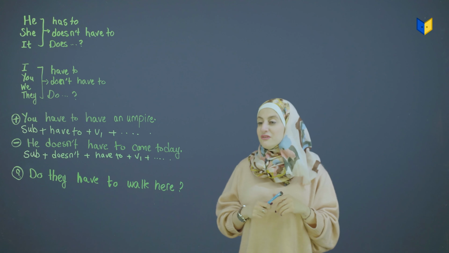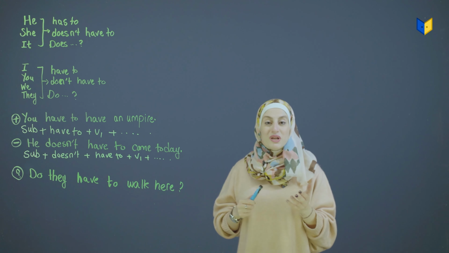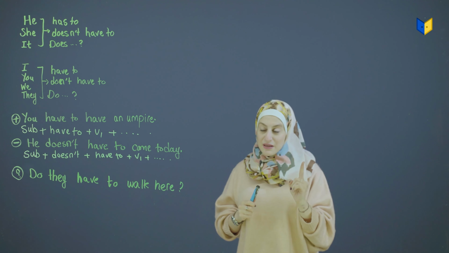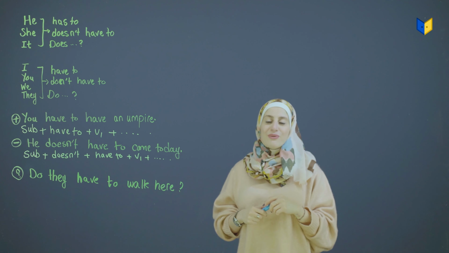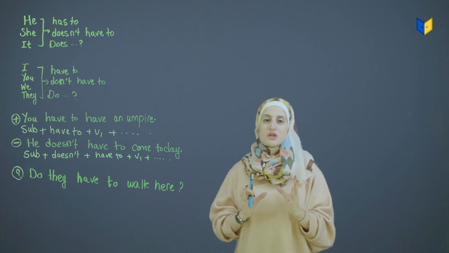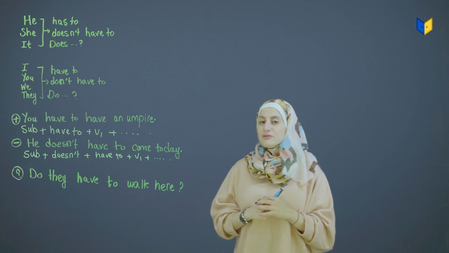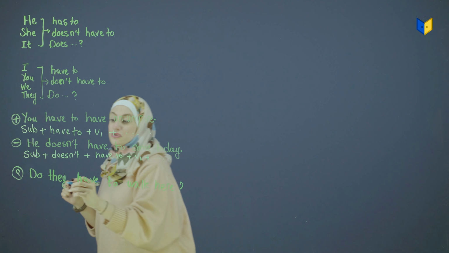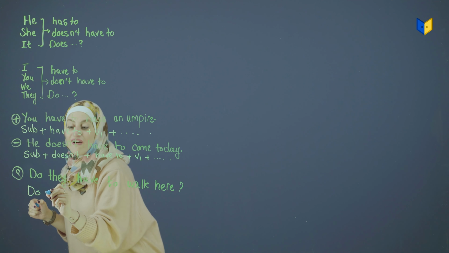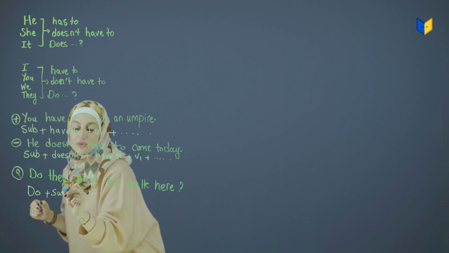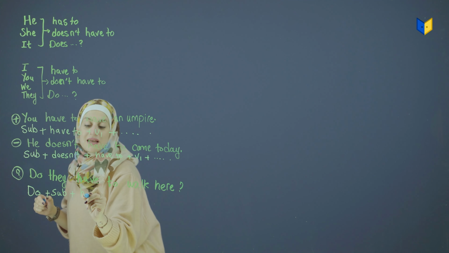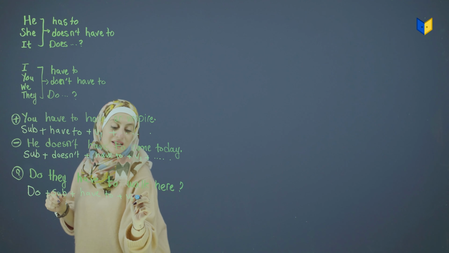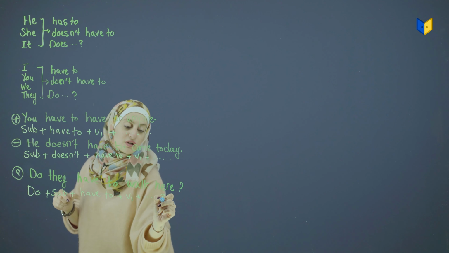Very easy. Let's look at the interrogative, which is when we ask yes-no questions: do they have to walk here? Now, we're talking about a plural subject, a group of people. So what do we use? Do, as we mentioned above here. So let's drop do as it is, and then I add this subject, which will be they in this case, and then have to as it is, and then verb 1, and then the rest of the question.